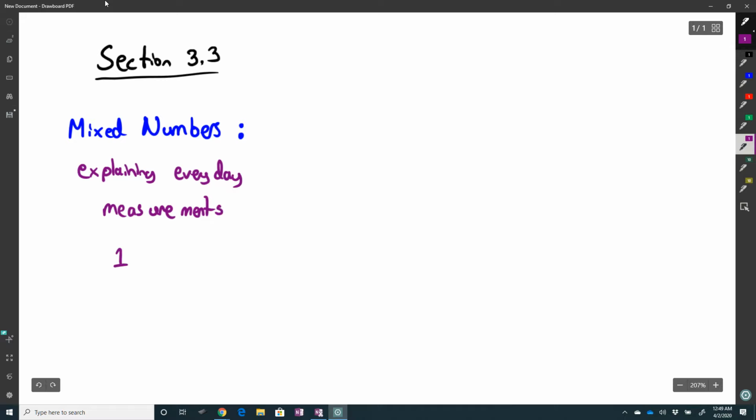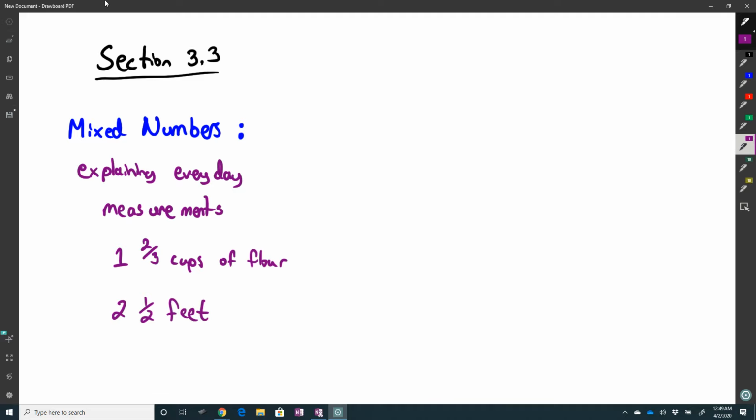For instance, like 1 2/3 cups of flour. You wouldn't say 5/3 cups of flour because that would be a little confusing. 2.5 feet. Okay, so everyday measurements, we use mixed numbers a lot, but we're going to go into more about what the meaning is. So I'm going to go to the 1 2/3.